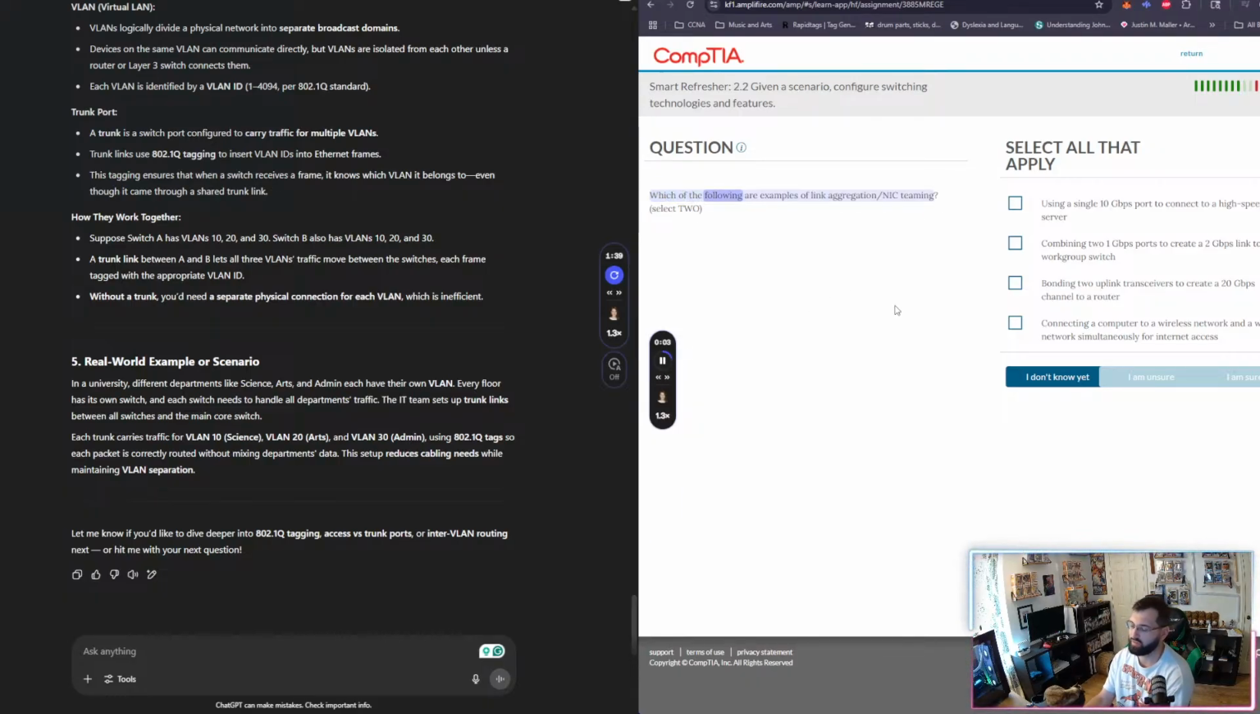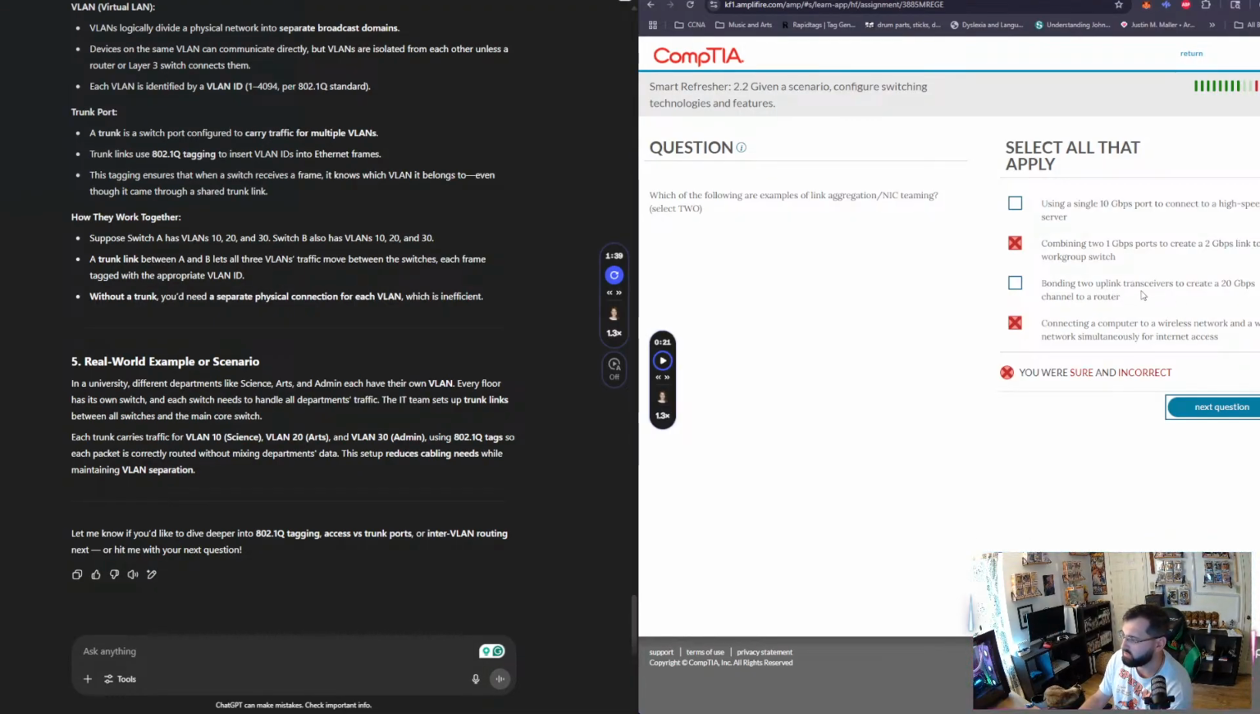Let's try this one again. Which of the following are examples of link aggregation, NIC teaming? Okay, so we're going to combine bonding, connecting a computer. No. We're going to combine two 1 GB ports to create a 2 GB link to a workgroup switch. And then we're going to combine computers to a wireless network and a wired network simultaneously for the internet. Dang it. Was it really combining two uplink transceivers?